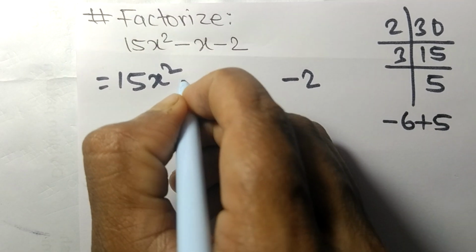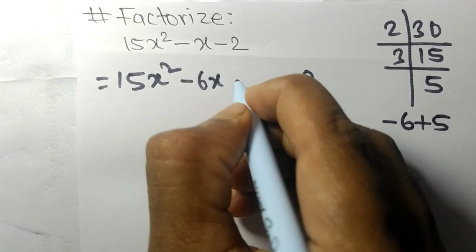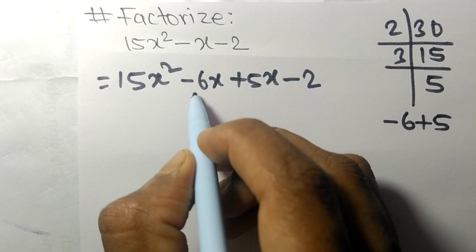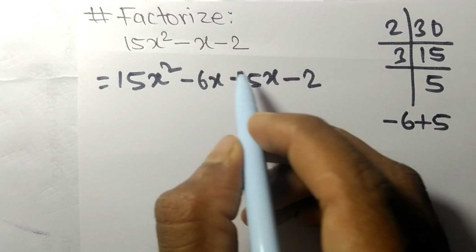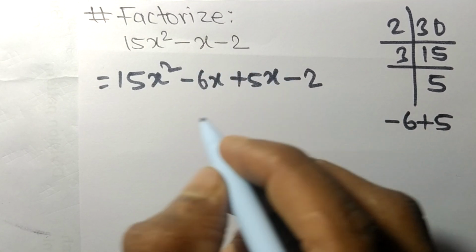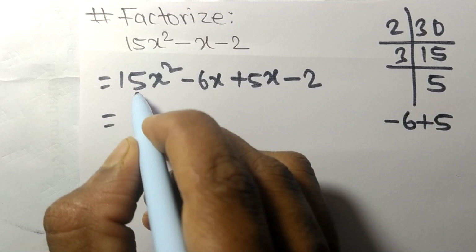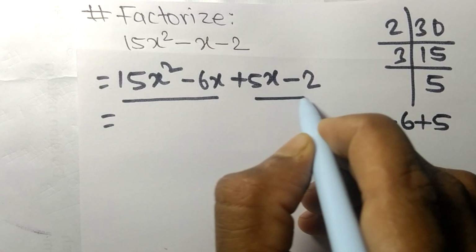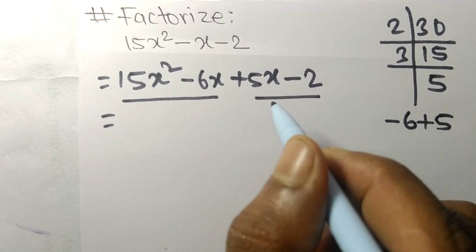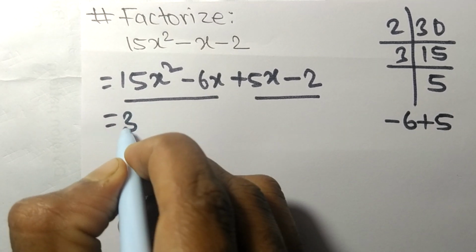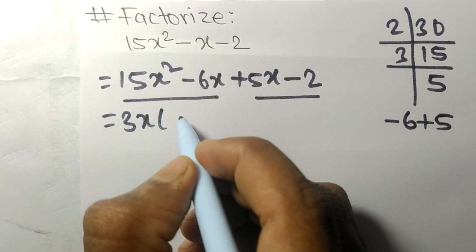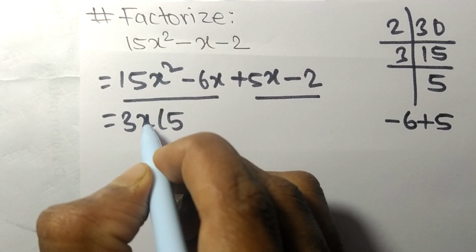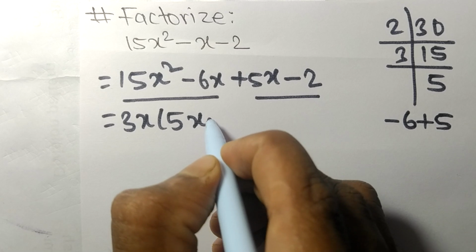So it becomes -6x + 5x. So -6x plus 5x means it is -x. So now we find the common factor in the first two terms and in the last two terms. So the common factor here is 3x. So remaining in the first, 3 times 5 means 15. 1x came, 1 is remaining.